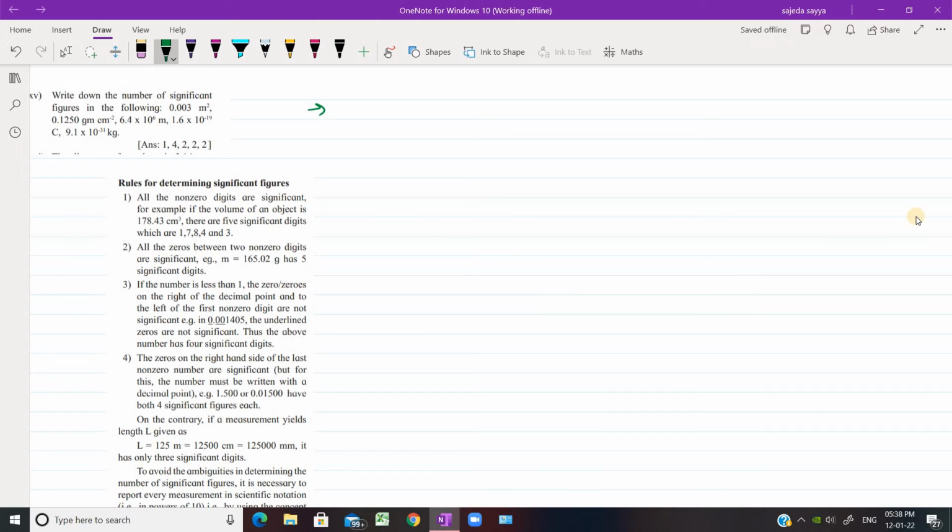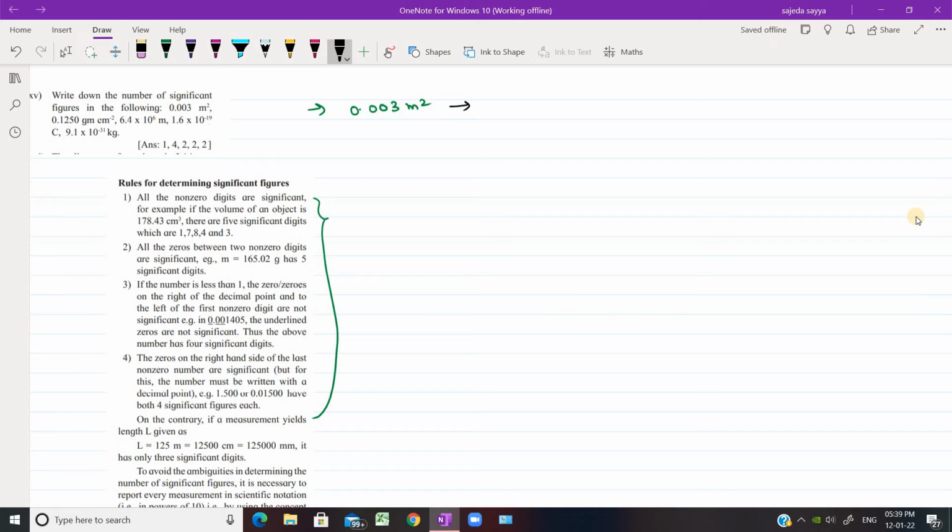Write down the number of significant figures in the following: 0.003 meter square, 0.1250 gram centimeter square, 6.4 into 10 raised to 6 meter, 1.6 into 10 raised to minus 19 coulomb, and 9.1 into 10 raised to minus 31 kg. We are asked to find the significant figures, and here are the rules of finding significant figures. Let us discuss one by one. First example, it is 0.003 meter square. Area is given.